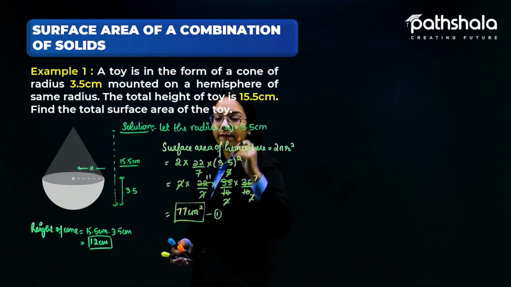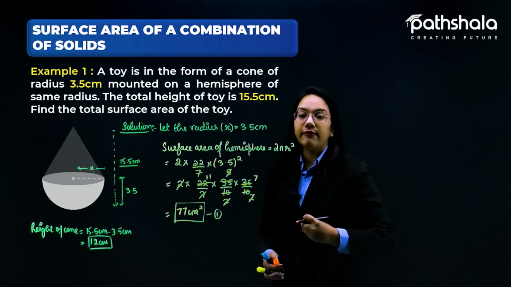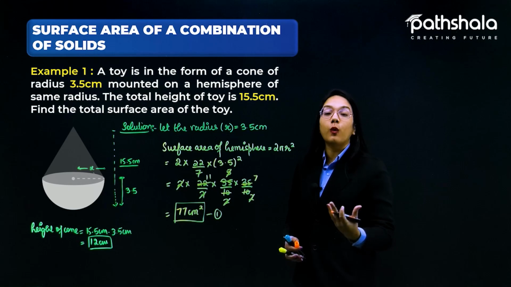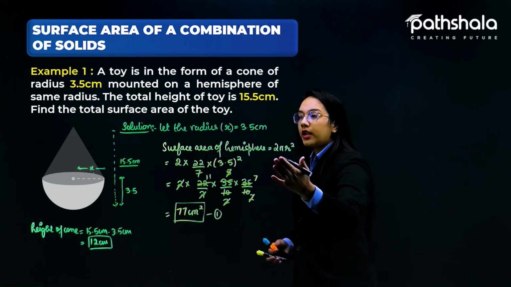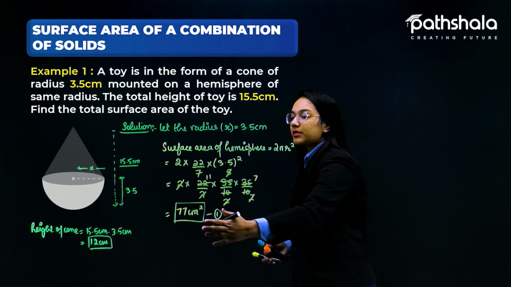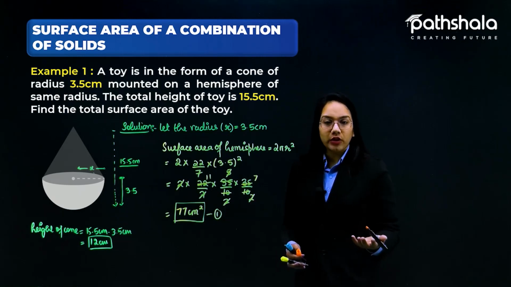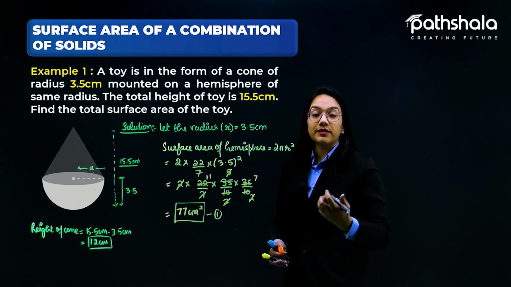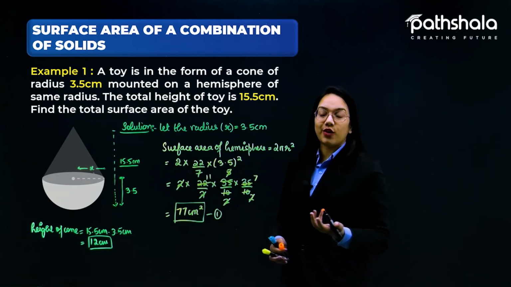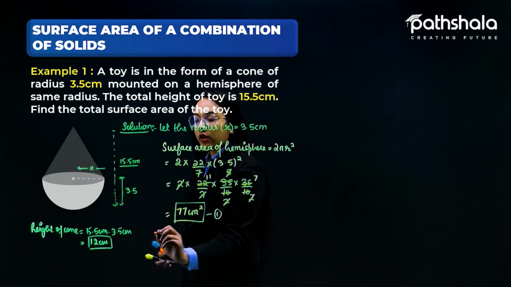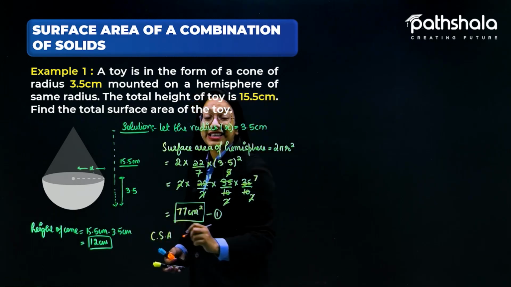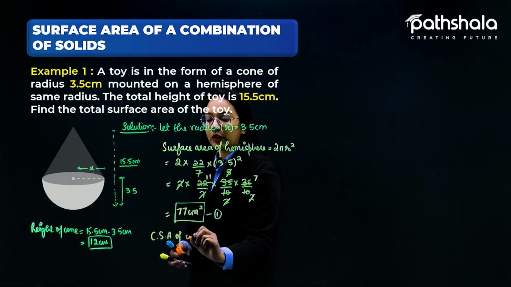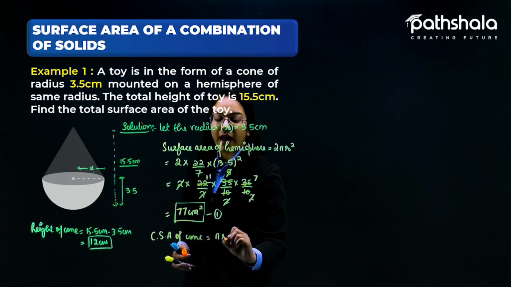So this is the first surface area that we have, which is related with this particular toy. Now let's talk about the cone, because we already know the surface area of the hemisphere is 77 centimeter square. Let's move on further with finding out the surface area of the cone. In order to find the surface area of the cone, we just have to find the CSA of the cone. We all know what CSA is. CSA means the curved surface area of a cone. So the curved surface area of the cone is equal to pi RL.